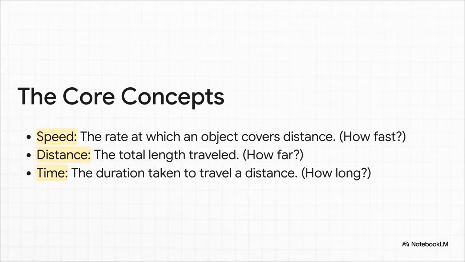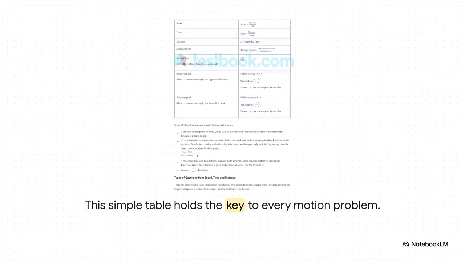Speed is all about how fast. It's the rate you're moving. Distance is how far, the total ground you covered. And time is how long it took you to do it. How fast, how far, how long. That's our trio. And here is the one formula to rule them all.